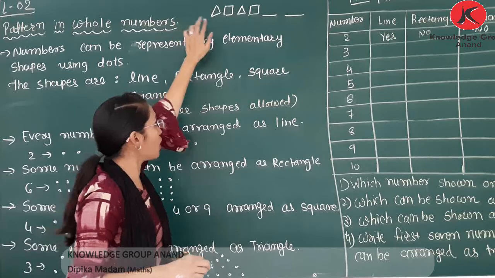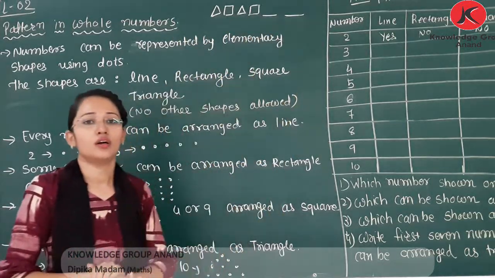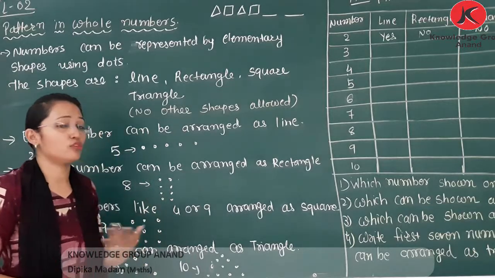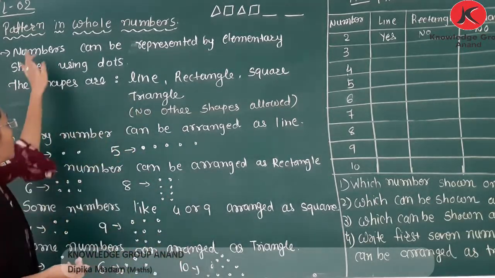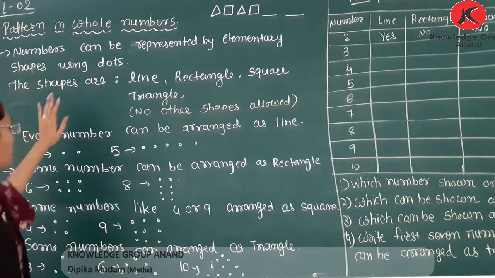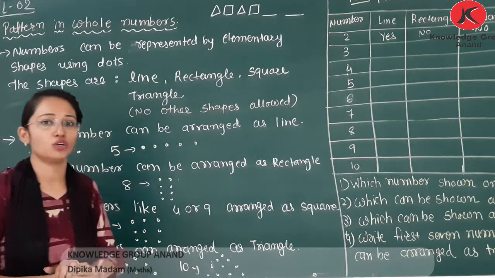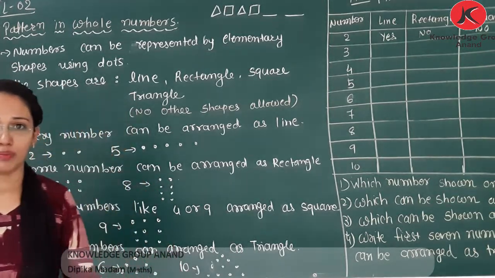Means from observing the previous step, you have to write the next step. That is called a pattern. Okay, same, we have to find the pattern for numbers. So the first topic is pattern in whole numbers. A number can be represented by elementary shapes using dots. Any number can be represented in shapes, using dots.